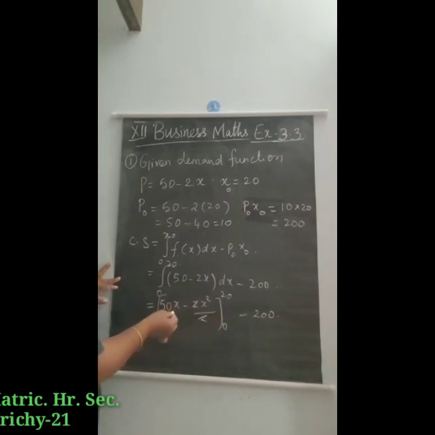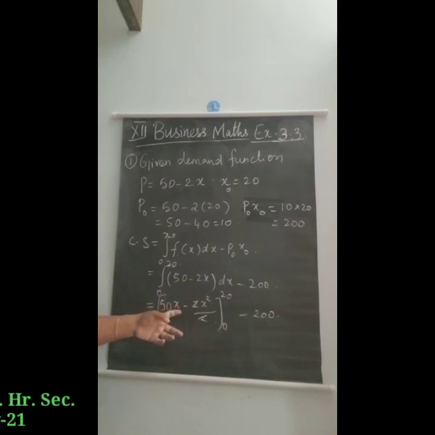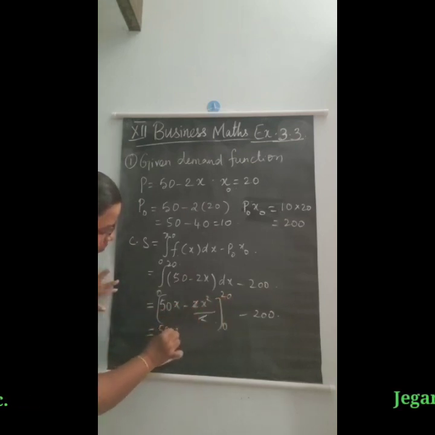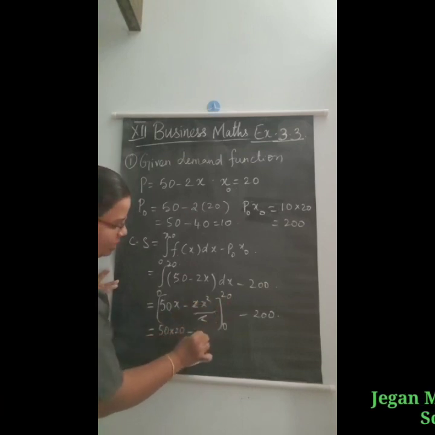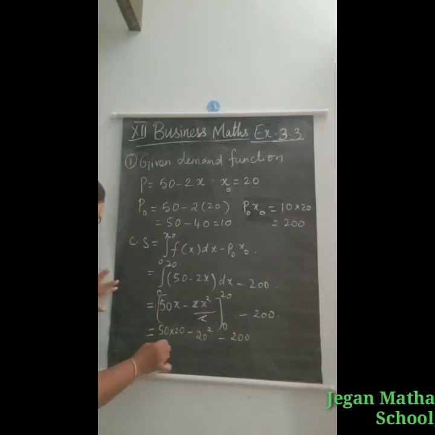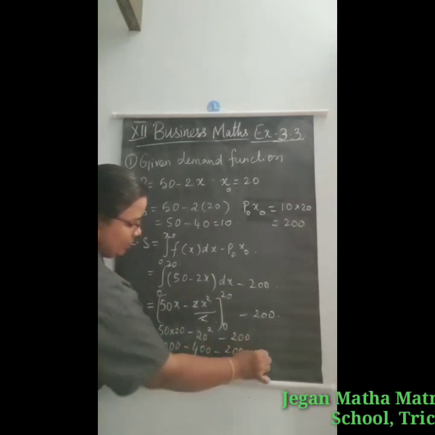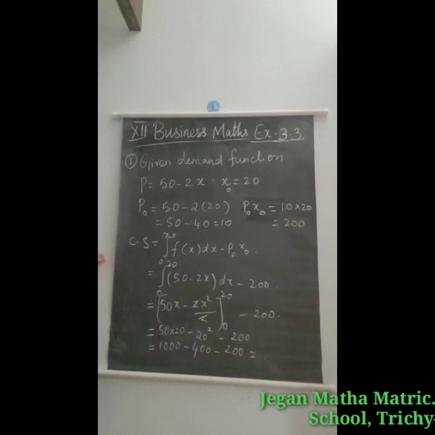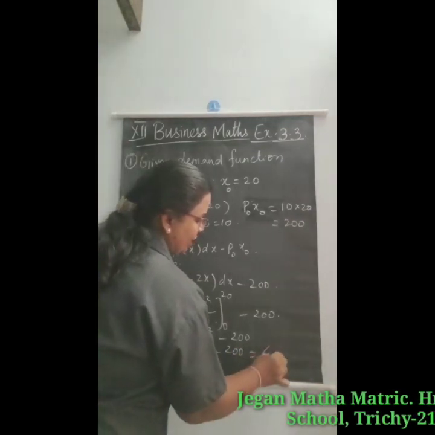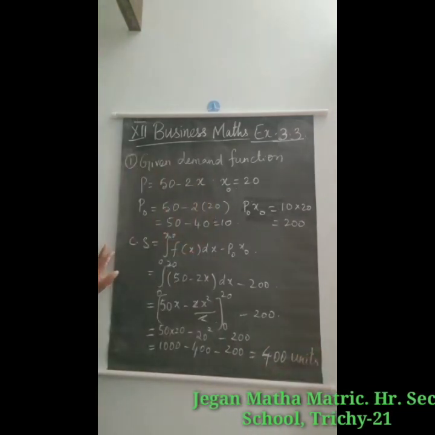So you have to substitute first upper limit and then lower limit. If you substitute lower limit, if we multiply 0, we will get 0 only. So we use only upper limit, 50 into 20 minus x squared, means 20 squared, minus 200. So that is equal to 1000 minus 400 minus 200, is equal to 1000 minus 600, that is equal to 400 units. So consumer surplus is equal to 400 units. Can you understand, students?